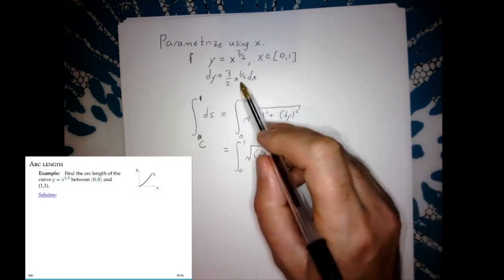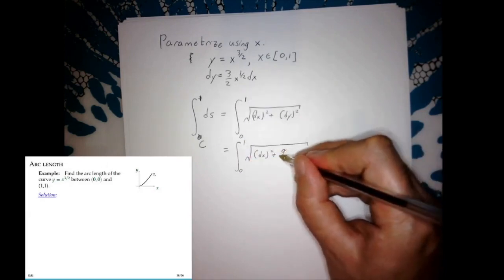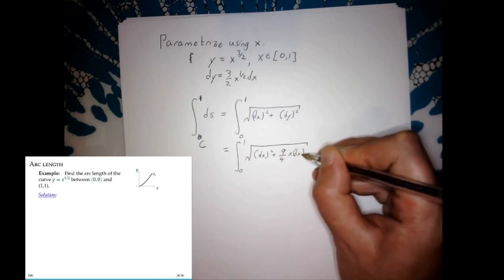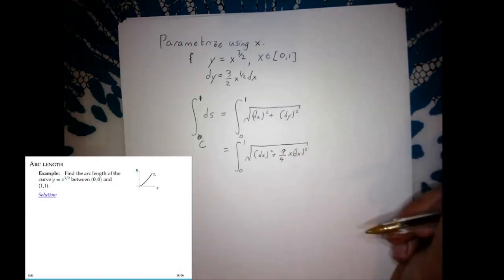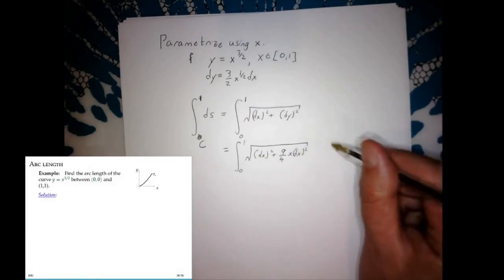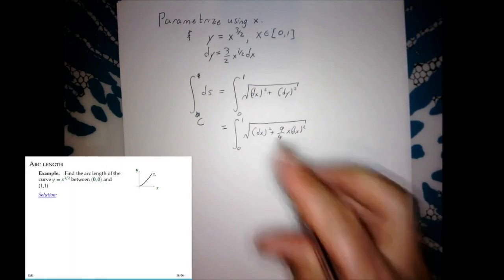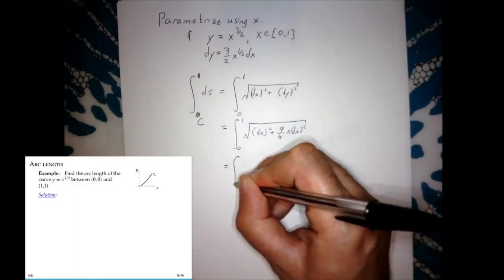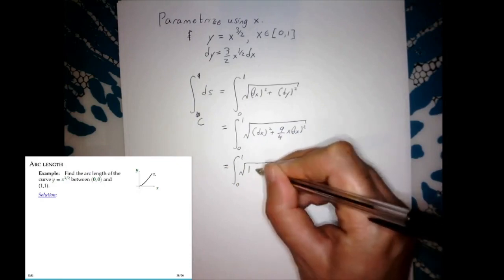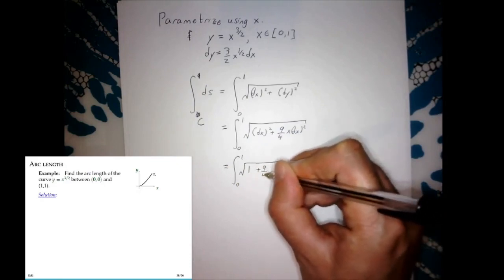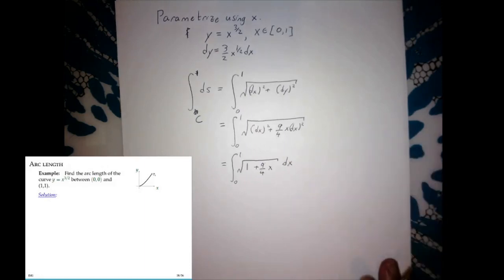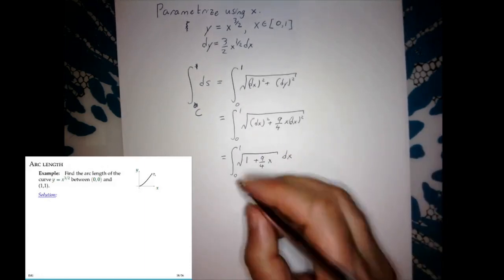And so we have (3/2 x^(1/2))^2, which will be 9/4 x dx squared. And then you think of factoring the dx out of this, and we just have this square root times dx, and that's the integral we need to do. Now, the integral from 0 to 1 of the square root of 1 plus 9/4 x dx. So now we can do this integral.